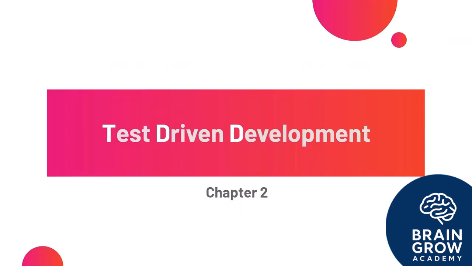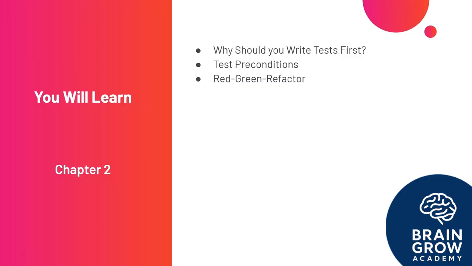Let's get started with chapter 2 of test-driven development in C#. In the last chapter, we started with a practical introduction to TDD, and now we are going to start with some more theories and see them in practice. At the end of chapter 2's presentation, you will have learned why writing tests first is important, what are test preconditions, and the red-green refactor pattern.